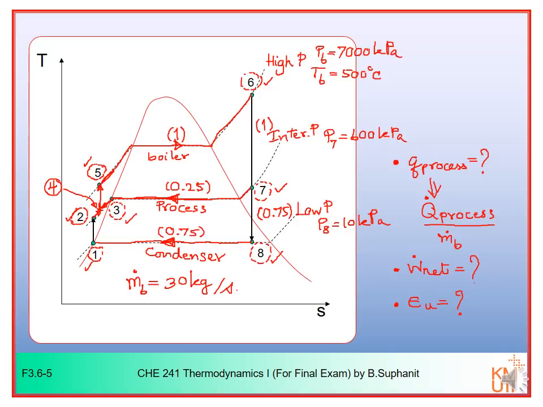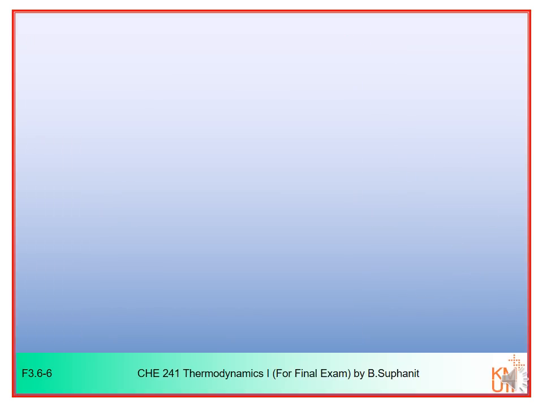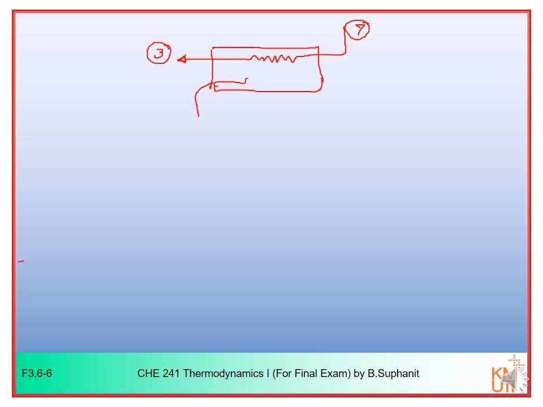Alright then, let's move on to determine the answer to the first question. What is the Q process? For the Q process, you have to consider the heat provided to the process in the process heater. You have steam extracted from the turbine, number 7, which provides heat to the process and comes out at number 3. In the process, you may have some process stream. This is the process stream.